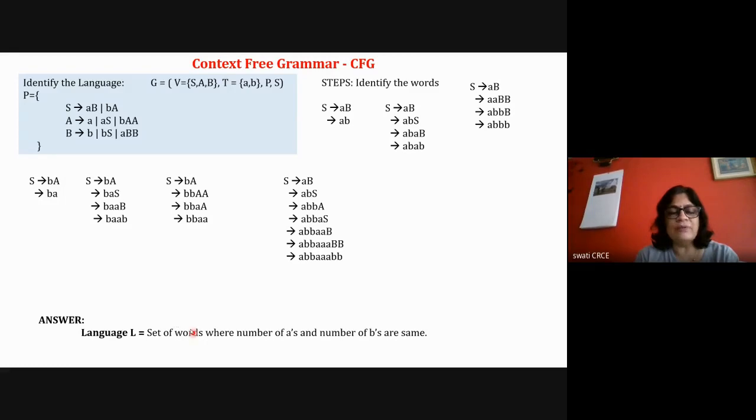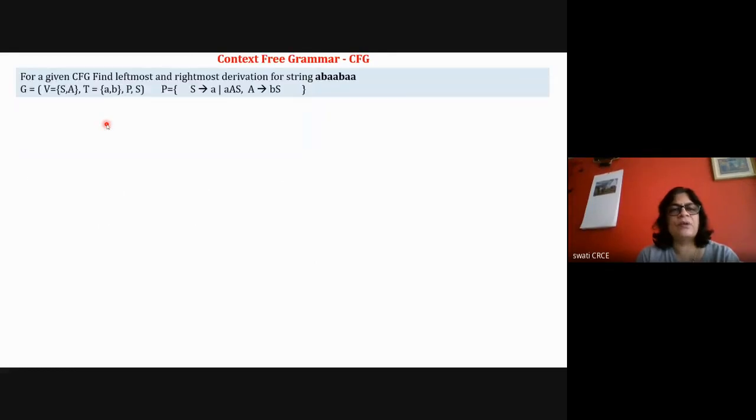Okay, so reverse way is difficult. Given the language, you need to identify these rules, and it needs practice. Plus I taught you about the leftmost derivation and rightmost derivation, and sometimes the string is given to you.